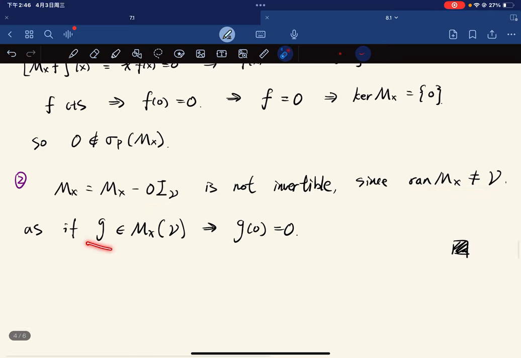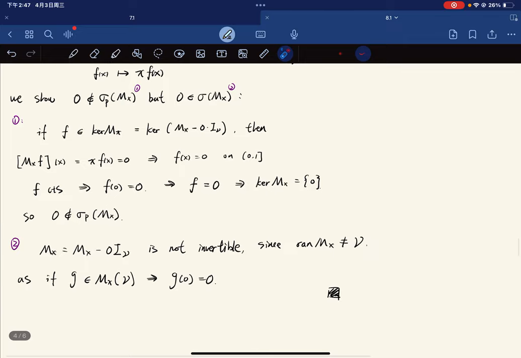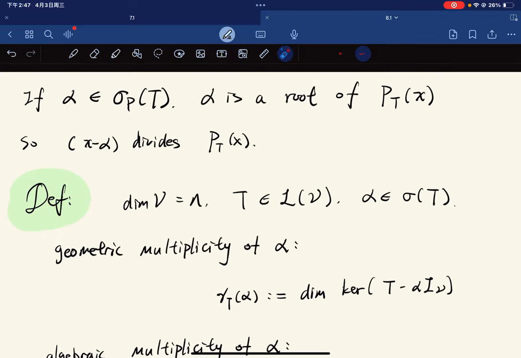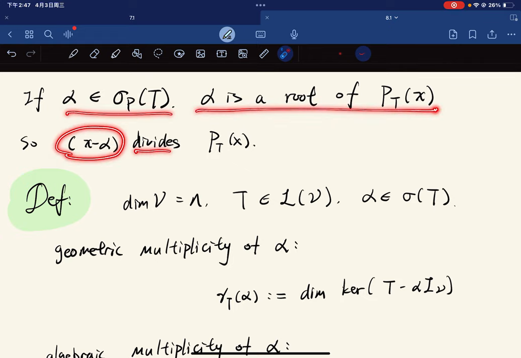Because if you're in the range, then g(0) should be zero. But we have so many functions, if you just consider [0, 1] and this function, it's not surjective, so it's not invertible. Some notes: if alpha is in the point spectrum, then alpha is a root of the characteristic polynomial p_T(x). So x minus alpha divides the polynomial.